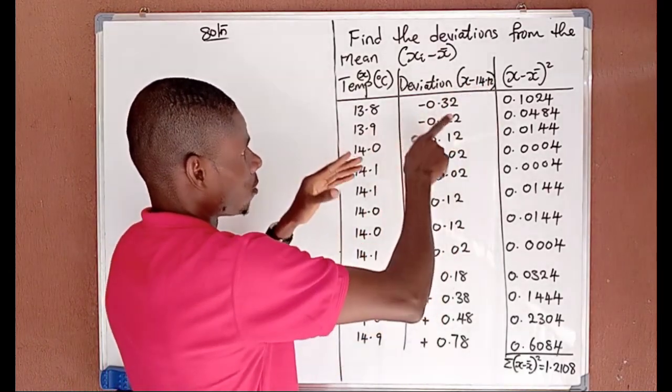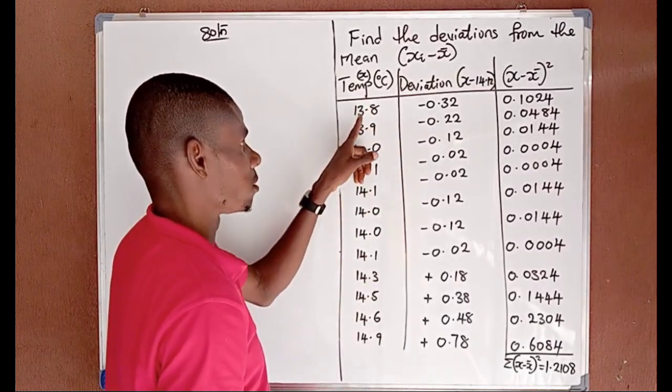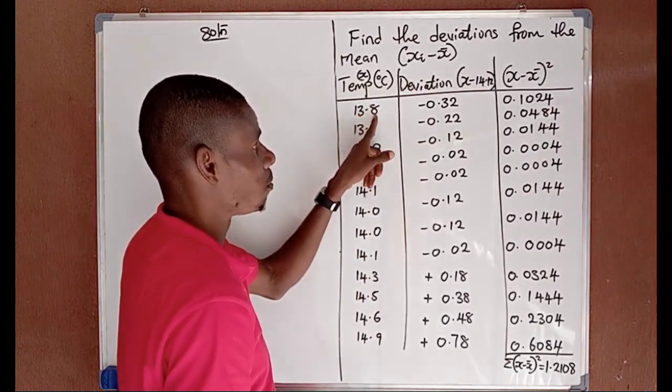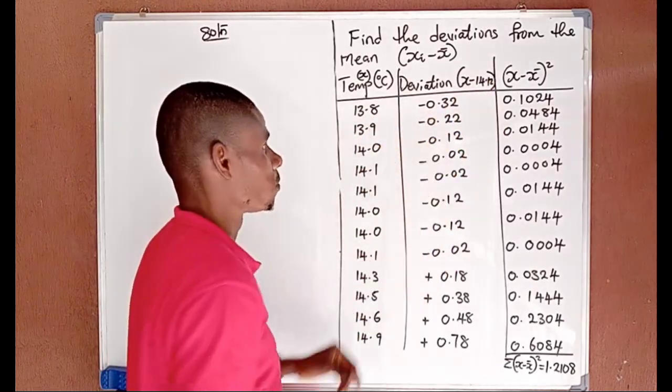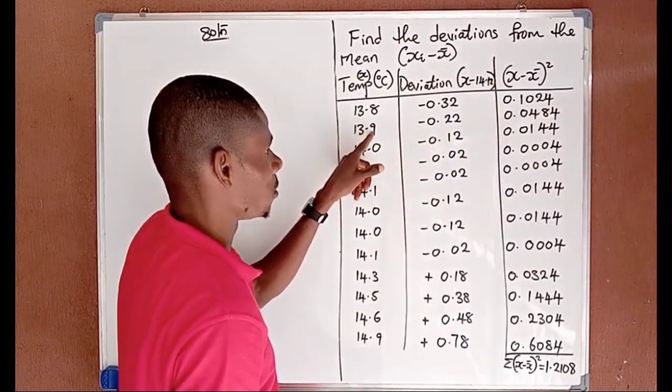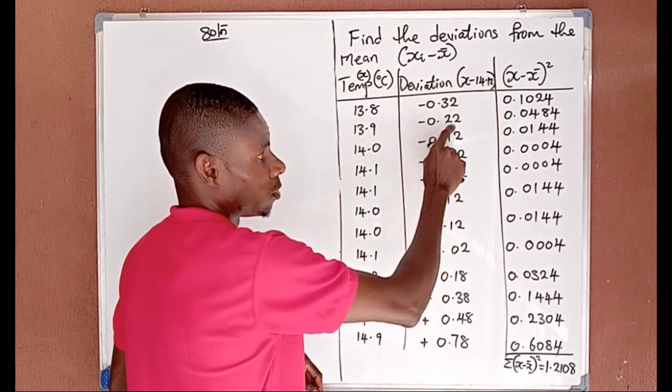So this is the deviation from the mean. And what is our x? This is the x we have. For 13.8 minus the mean 14.12, this will give us minus 0.32. Another one, 13.9 minus the mean 14.12 will give us minus 0.22.